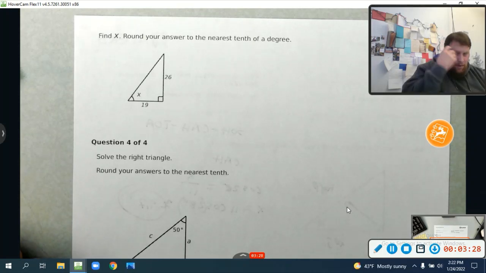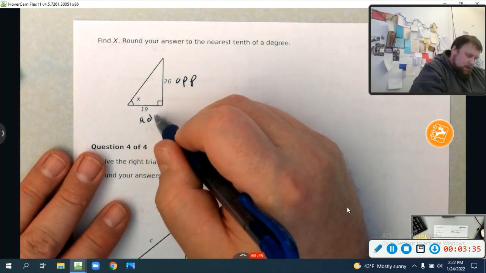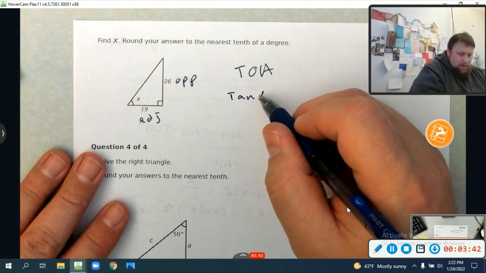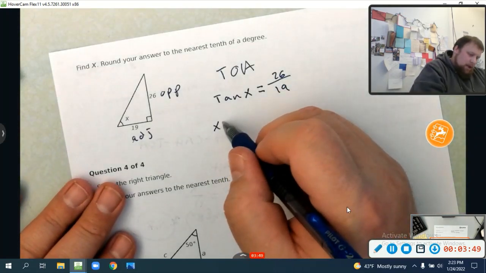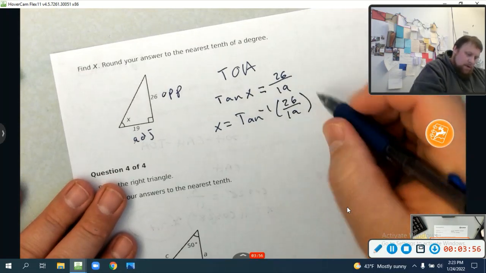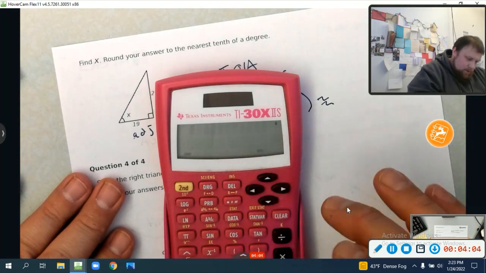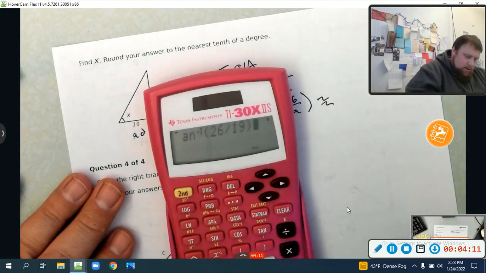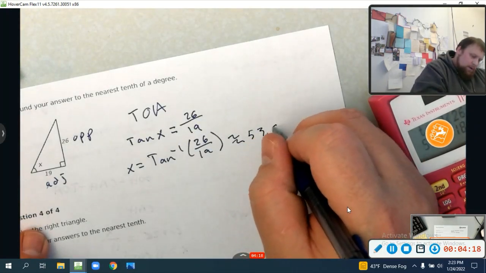Find x, round your answer to the nearest tenth of a degree. Okay, so again, I have opposite and I have adjacent. And the one that deals with that is TOA, right? Tangent equals opposite over adjacent. So I know that the tangent of x is equal to 26 over 19, which means my x is equal to the inverse tangent of 26 over 19, which rounds to the nearest tenth. 26 divided by 19, correct? Yes. That equals 53.8 degrees, approximately. 53.8 degrees. Boom.